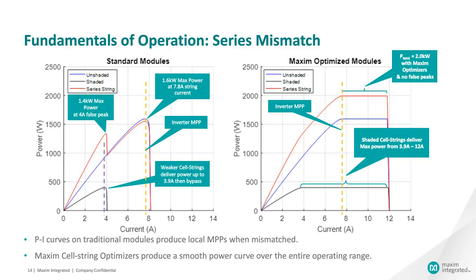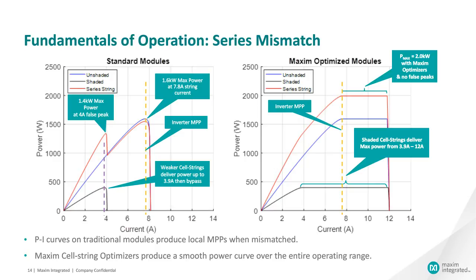The blue line in the chart is the rest of the string, which is unshaded. And if you combine those two in series, you get the red line. So you have this local maximum power point or false peak. And then at some point that diode cuts in and the inverter should track up to where that yellow dotted line appears.